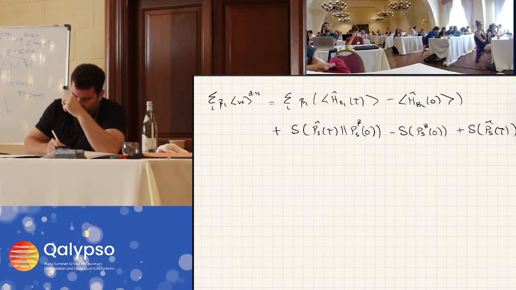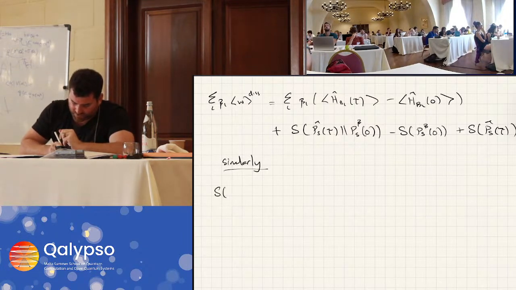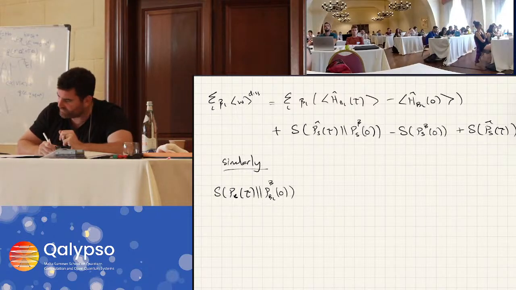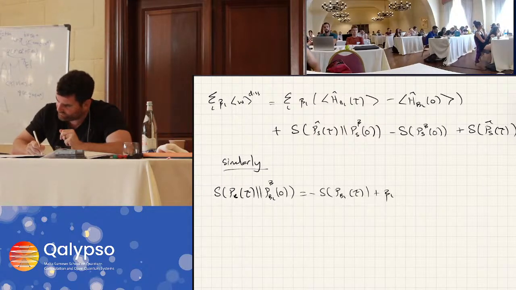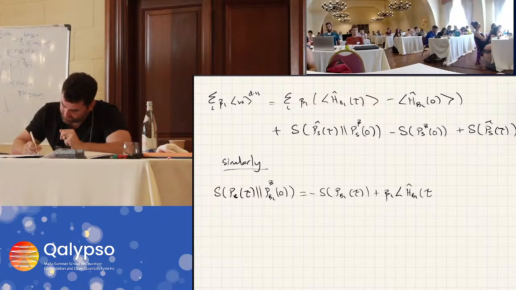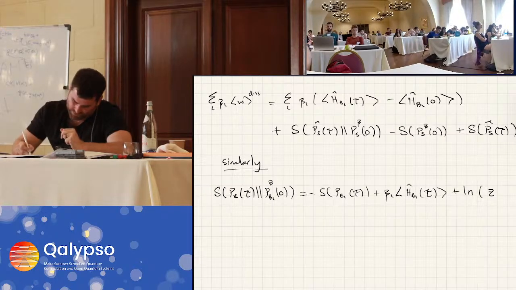Okay? Similarly, you can write the relative entropy between the bath states at time tau and their initial states. Just put a beta there to say that it's the same thing: minus S(rho_beta_L(tau)) plus beta_L H_BL(tau) plus the log of Z_beta_L(tau).